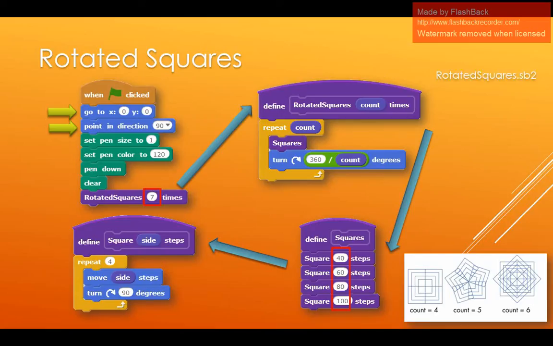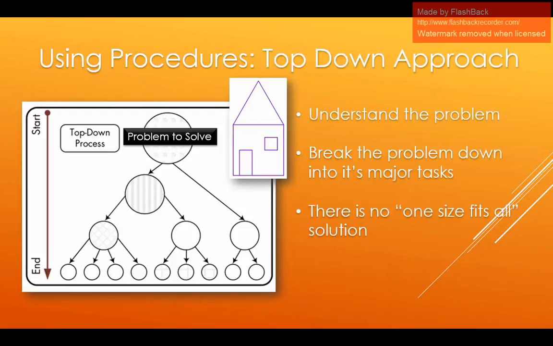Alright, this is on your flash drive if you want to have a look at it at home. It's called rotatedSquares.sp2. Now we are going to get into the nitty gritty of designing programs. There are two ways of designing them. The first one we're going to cover is top down. So you start at the top, break it up into smaller and smaller pieces until you can't make it any smaller, and that's the way you write your program.